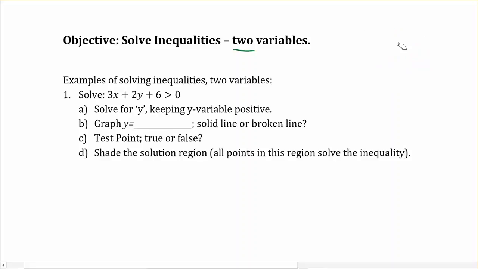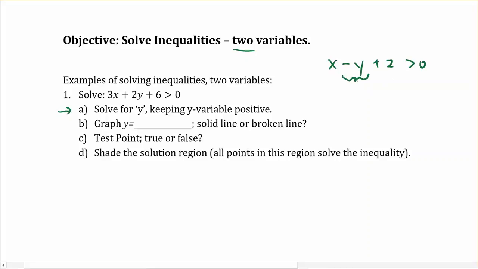The way we do these, so for this one, it says solve for y, keeping the y variable positive. What I mean by that is if, let's say we had a question like, I don't know, x minus y plus 2 is greater than 0. So step number one is we want to solve for y, make an expression with y. The first thing we want to do is keep the y variable positive.